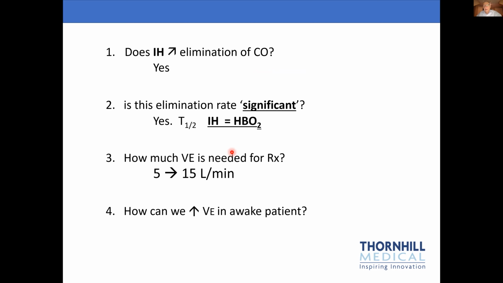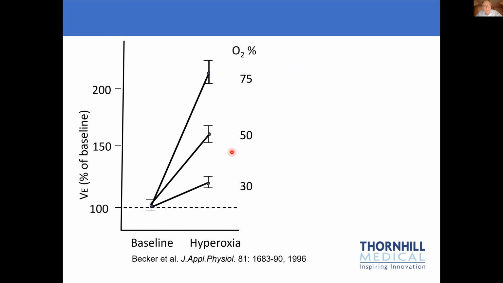So how can we get an awake patient to hyperventilate? The patient comes in, they may have tried to commit suicide, or they may be drunk or semi-conscious, and how do you get them to hyperventilate? So this comes from Becker et al., and it shows you this is inspired oxygen percentages. This is minute ventilation here. And at 75% oxygen, you've already more than doubled, 200% increase in minute ventilation. The oxygen itself is a respiratory stimulant.